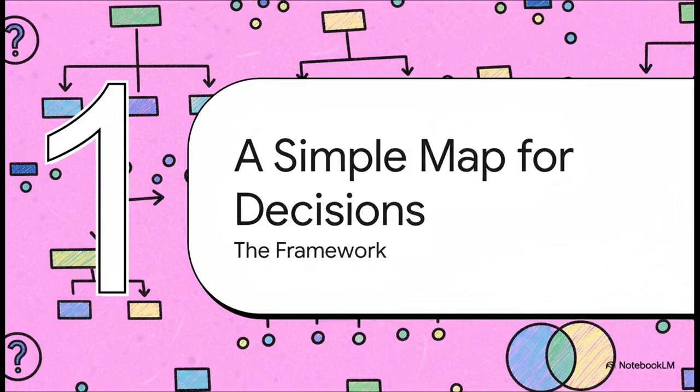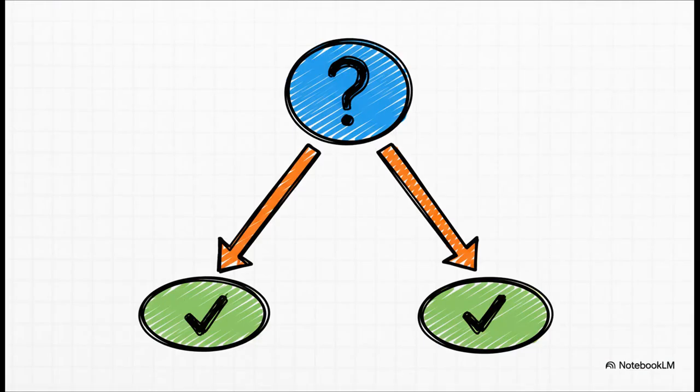So first, let's get a handle on the basic structure. You can really just think of it as a simple map for making any decision. Every single decision tree is built from three core parts. You start at the top with the root node. That's your big opening question. The different answers to that question create the branches. They're the paths you can take. And when you follow a path all the way to the end, you hit a leaf node. And that's it. That's your final answer, your prediction. Root, branches, and leaves. That's the whole anatomy.